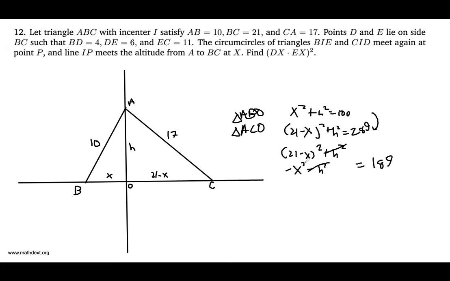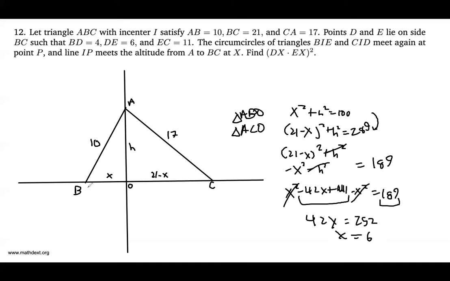If we expand out (21 minus x) squared, we get x squared minus 42x plus 441 minus x squared equals 189. We can cancel out the x squared terms and combine like terms to get 42x equals 441 minus 189, or 252. Therefore, x equals 6. So this distance over here is equal to 6. However, since B is to the left of O, we need to make our x coordinate negative 6. So B is at (negative 6, 0). For C, this distance is 21 minus 6, which is 15. So C is at (15, 0).